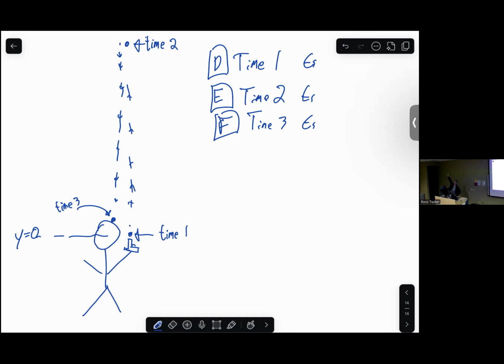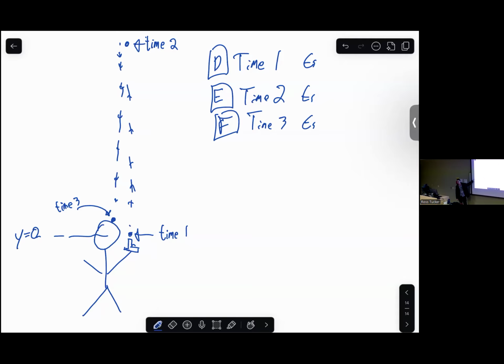Are we moving? I shoot a gun. Is the bullet going anywhere? Yes. There is kinetic energy at time 1, and that's the only thing. The correct answer is K. That's it.